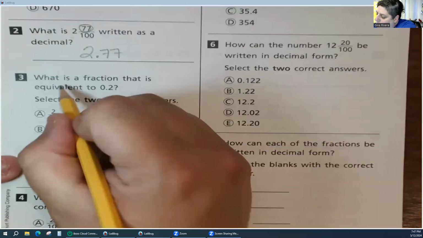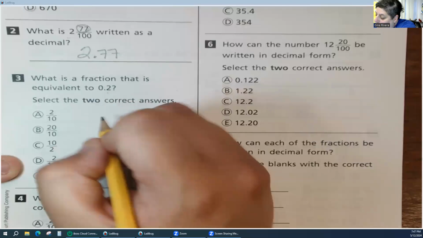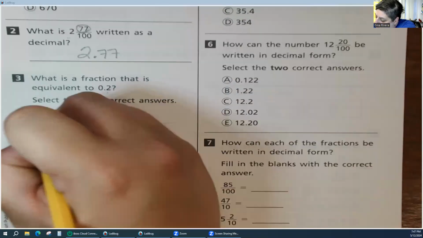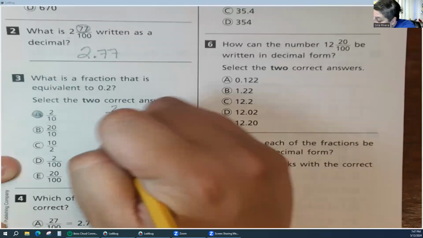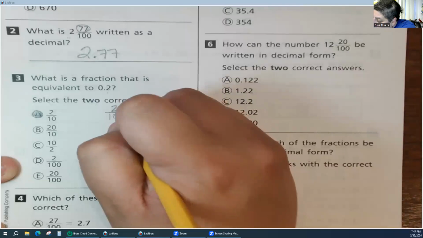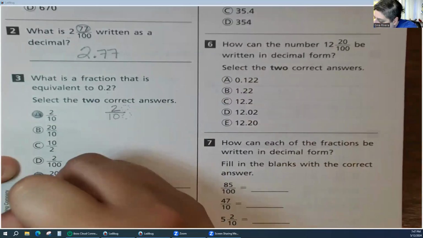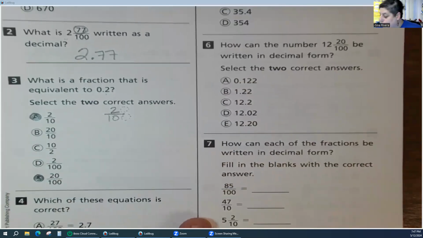All right. Number 3, what is a fraction that is equivalent to 0.2? You can see there's only one place value after the decimal point, so that's tenths. So it's 2 over 10, or A. Now it says select the 2 correct answers. That's because you could also have an imaginary 0 at the end of those, and it wouldn't change the value. It would still be 20 cents. So 20 hundredths is another acceptable answer for that question.